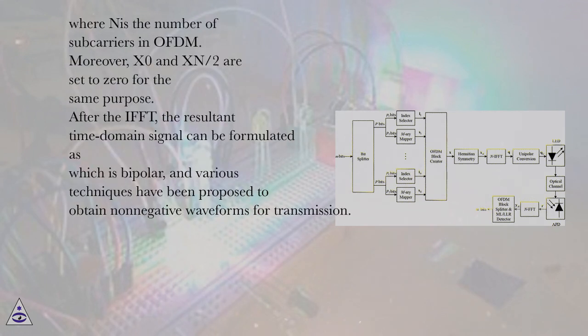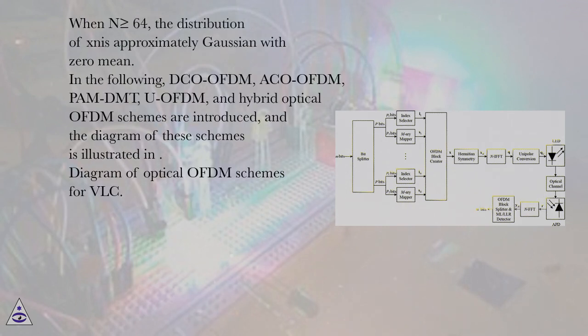where N is the number of subcarriers in OFDM. Moreover, x0 and xN/2 are set to 0 for the same purpose. After the IFFT, the resultant time domain signal can be formulated as, which is bipolar, and various techniques have been proposed to obtain non-negative waveforms for transmission. When N is greater than or equal to 64, the distribution of zn is approximately Gaussian with zero mean.